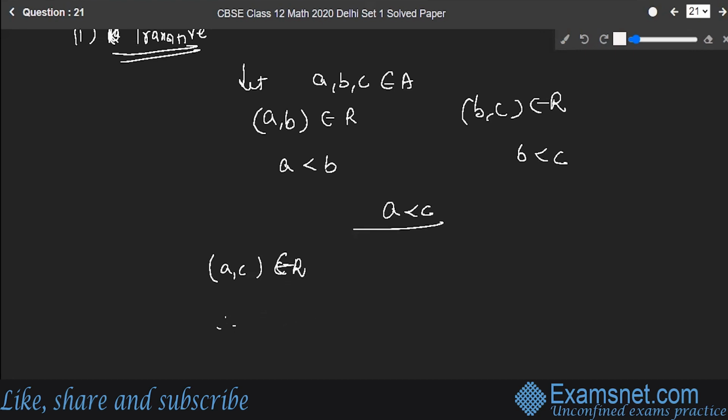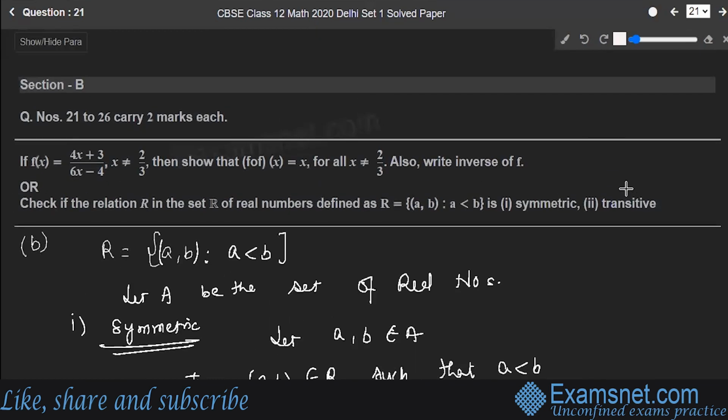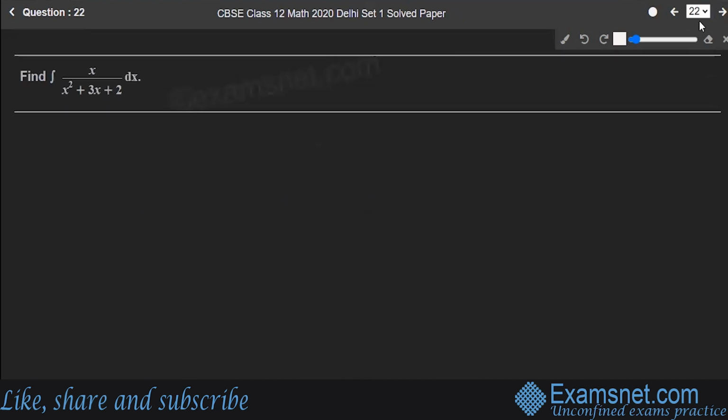Therefore, this relation is, of course, transitive. Hope you understood that, right? That means it is transitive. This option is the correct one. Let's move to the next question, number 22, integral problem.